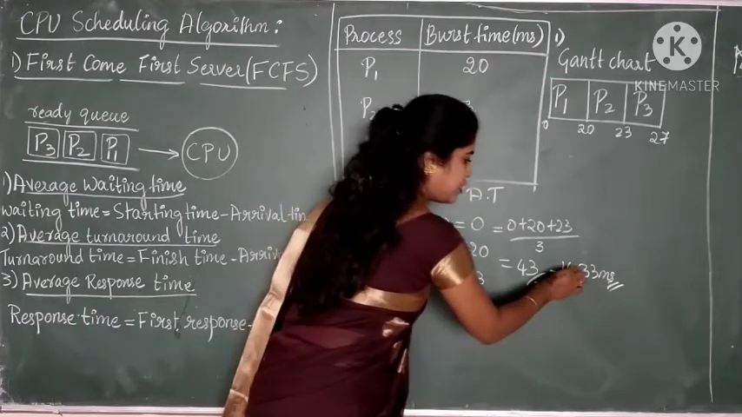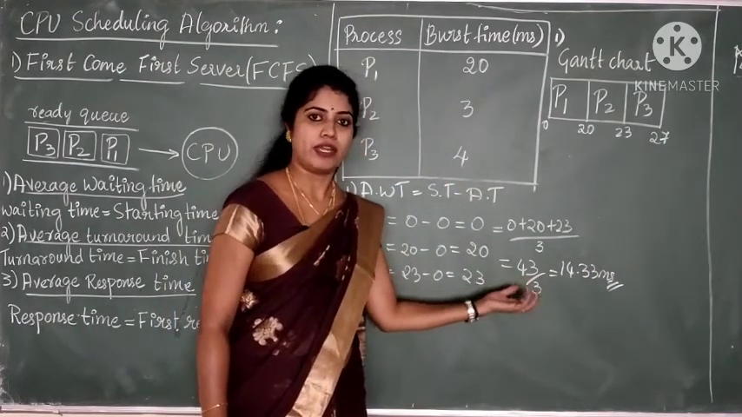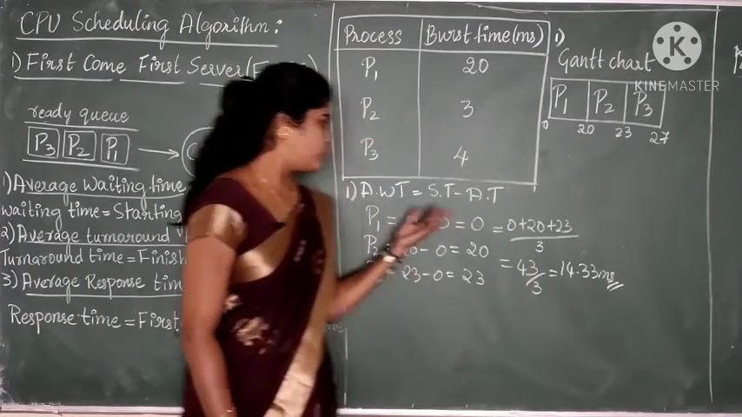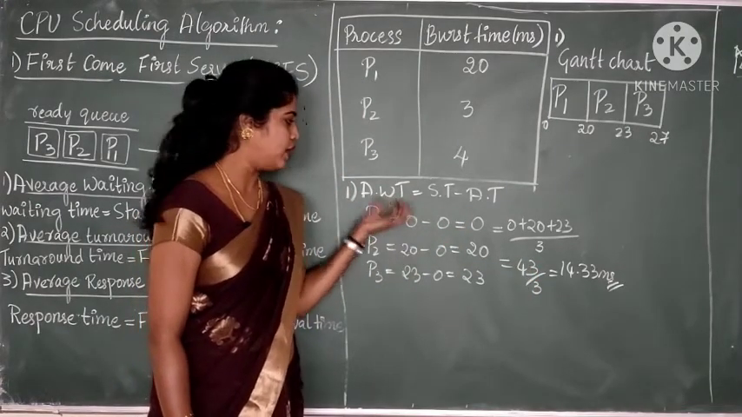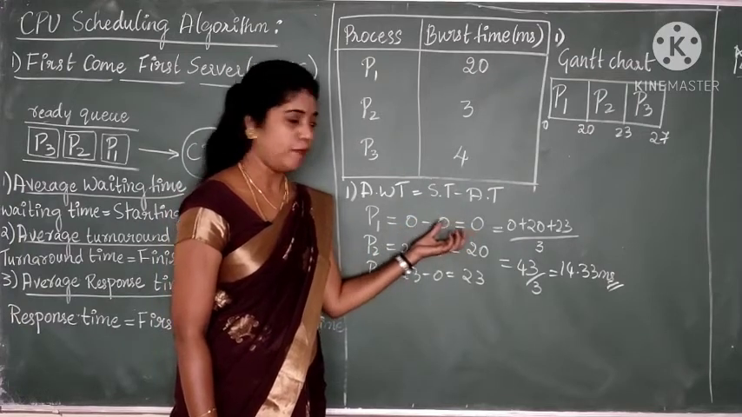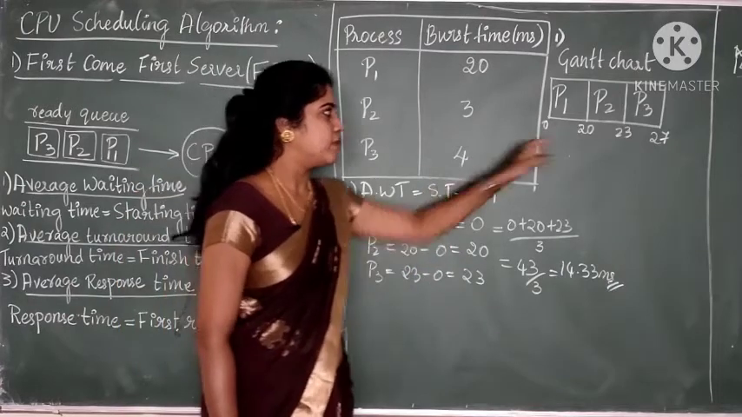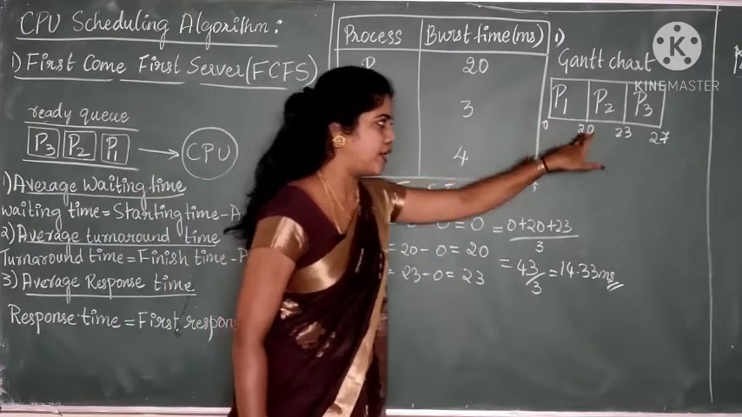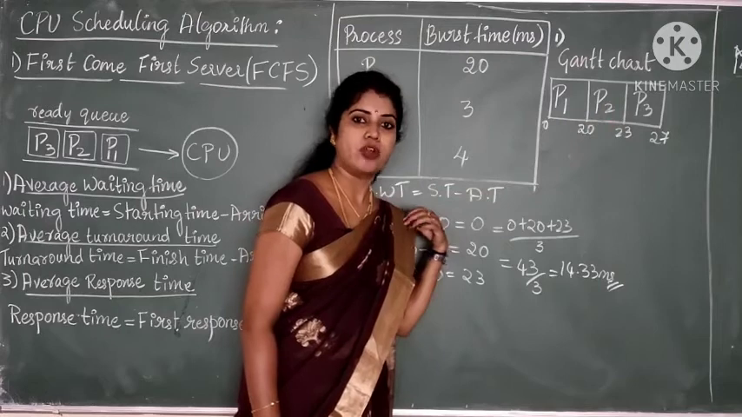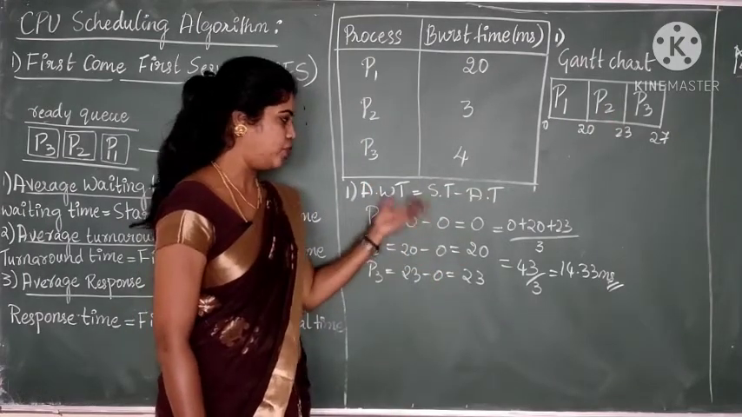So this is the way you calculate average waiting time. Again, I'll repeat: P1 is equal to... and the average waiting time formula is starting time minus arrival time. I told you that arrival time will always be 0, and the starting time is for a process on the left side. That is called the starting time.